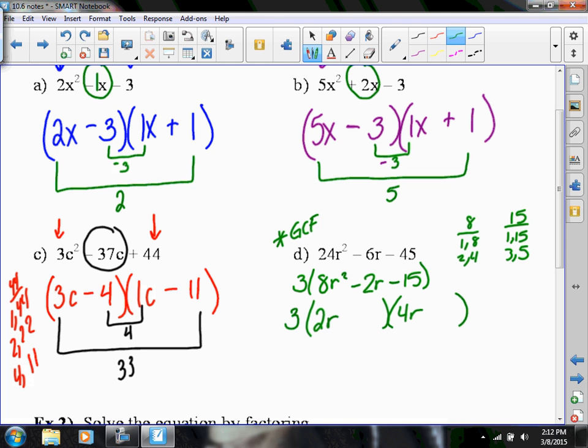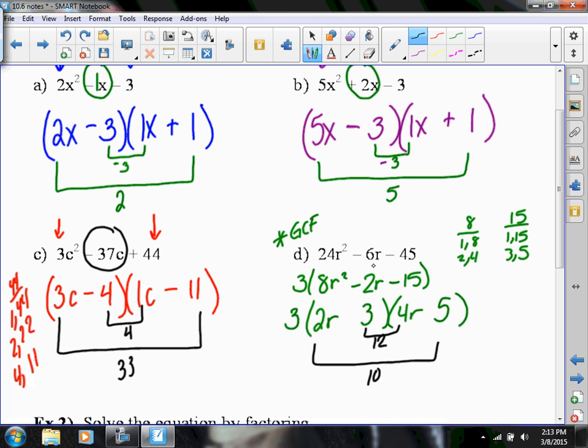So let's see, they have to add up to a 2, so let's see if I can kind of visualize this. If I took the 2 times 5, that would be 10. And then the 3 would have to go here, and the 3 times the 4 would be a 12. Okay, so let's try the 3 here and the 5 here, and then we'll check. Okay, my outers gets me 10r. My inners gets me 12.